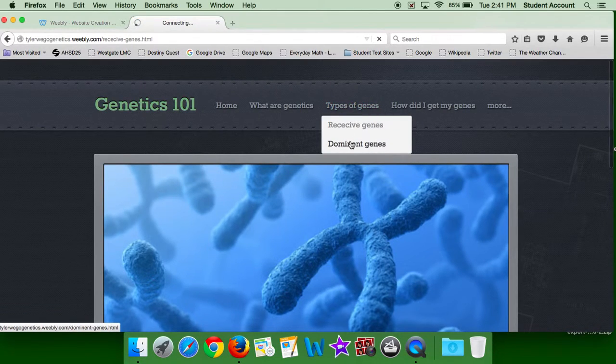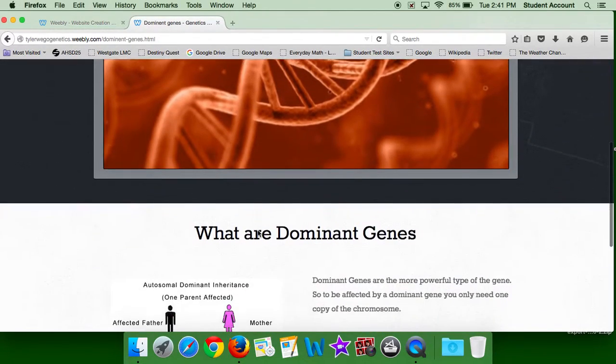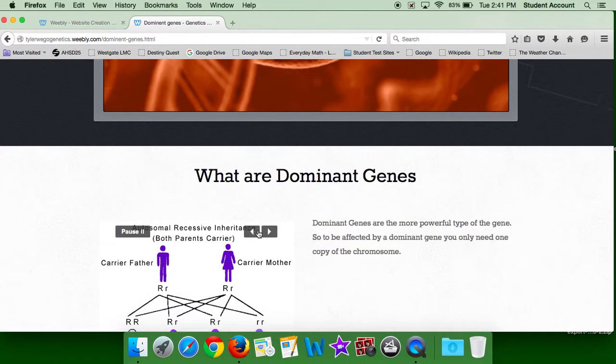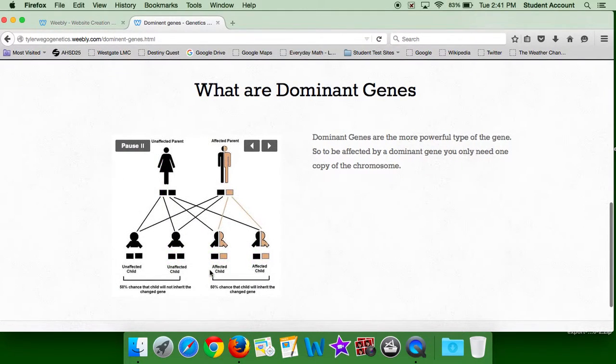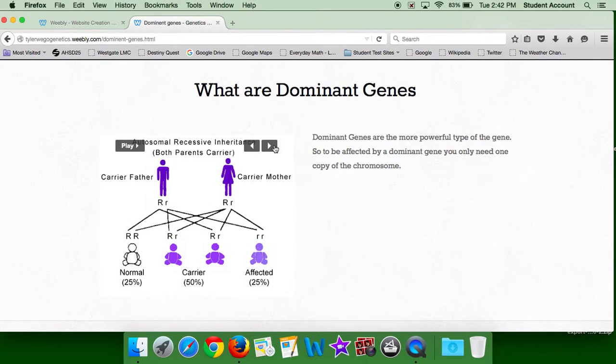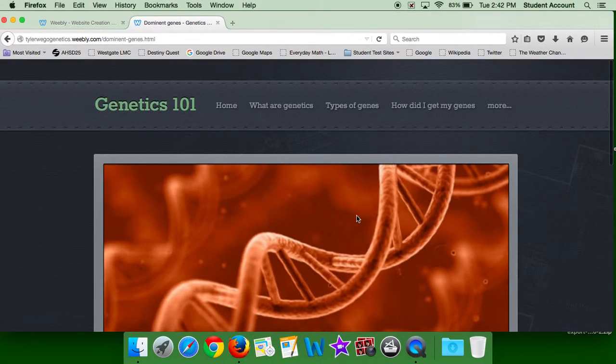So now dominant genes. Dominant genes are the more powerful type of the gene. So to be affected by a dominant gene, you only need one copy of the chromosome, because dominant genes are more powerful. So you only need one. And here's some. This is a way that you can inherit genes with dominant genes. This is another way that you can inherit genes with dominant genes. And this is also another way.